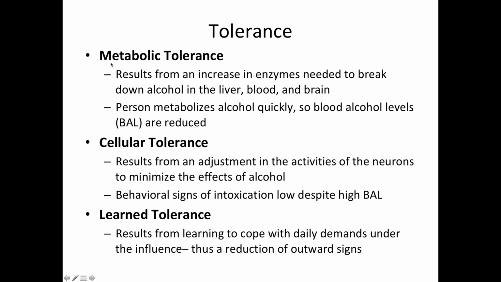So metabolic tolerance results from an increase in enzymes that is needed to break down alcohol in the liver, blood, and in the brain. So a person metabolizes alcohol quickly, so blood alcohol levels are reduced. Cellular tolerance results from adjustments to the activities of the neurons to minimize the effects of alcohol. Behavioral signs of intoxication are low despite high blood alcohol levels. Learned tolerance results from learning to cope with daily demands under the influence. Thus, a reduction of outward signs or behavioral symptoms is seen.